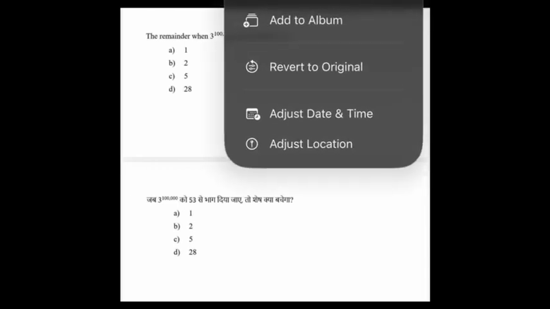Yes, so what is the answer to the question? That is answer number D. So here, as we have shown you earlier, answer number D is correct. So 28 is the right answer. Thank you.